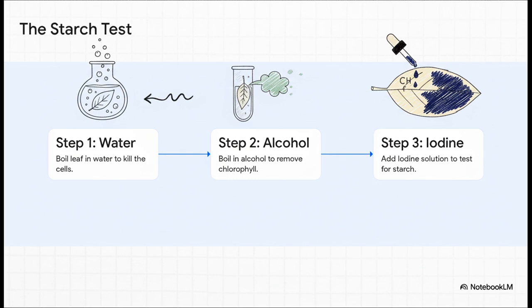Let's walk through it. Step 1. You boil the leaf in water. Why? To kill the cells and stop everything in its tracks. Step 2. And this is the one they always ask about. You boil it in alcohol. This is to strip out all that green chlorophyll, because if you don't, you won't see the final color change. And finally, step 3. You add some iodine. If starch is there, bam, it turns a dark blue-black. See? Every single step has a purpose.